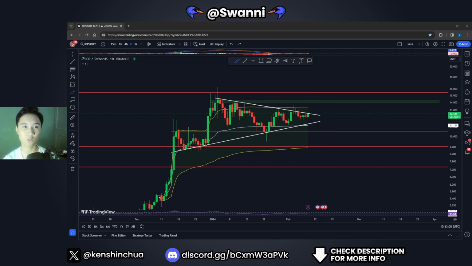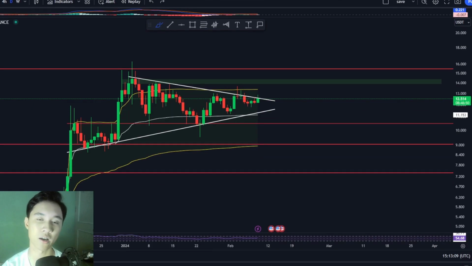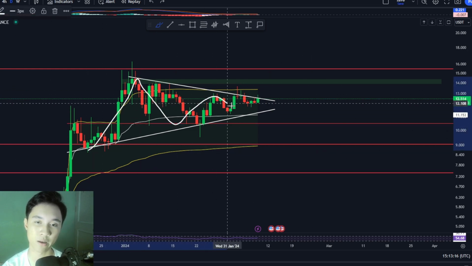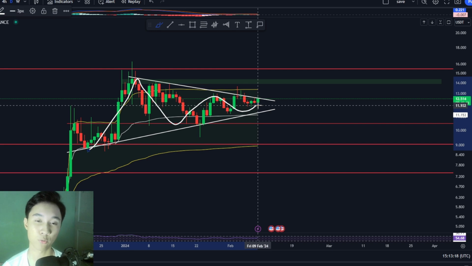So right now we are inside the daily time frame for Internet Computer ICP, and as you can see, we are still consolidating inside this symmetrical triangle, which can be either a bullish or a bearish pattern. It really depends on which way we could see ICP break out of. We have talked about this in my previous ICP video. I gave you an early warning about this and also the levels to look out for, but right now we'll be reiterating the targets and also my current expectations.